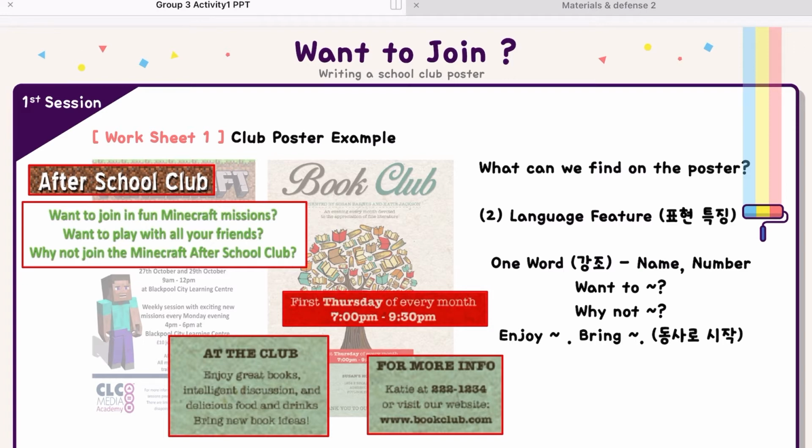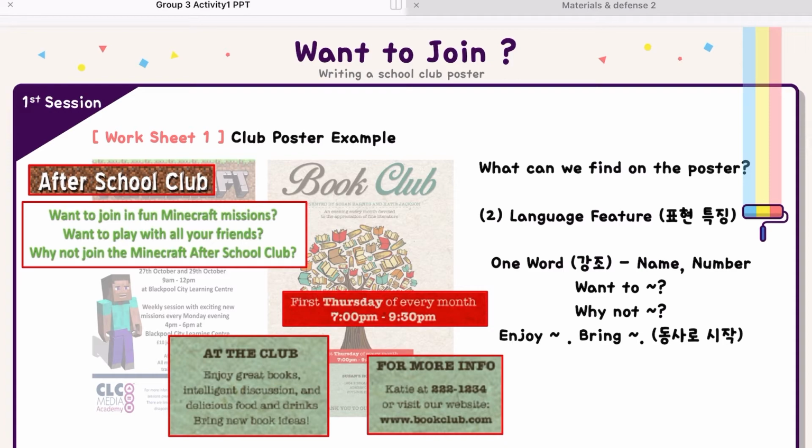For example, you can see some short sentences like "1, 2, join in fun Minecraft missions" and "1, 2, play with your old friends," like using 1, 2 phrases. Why do you think they use this short form of sentences? That is because it's much more appealing to the viewers, who have to catch the information very quickly. So you should focus on these language features, right?